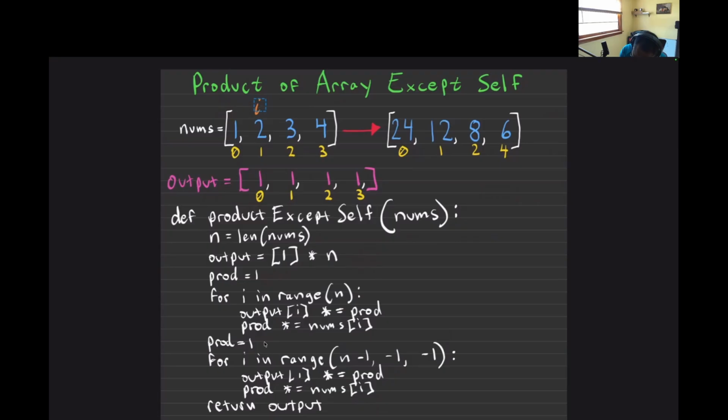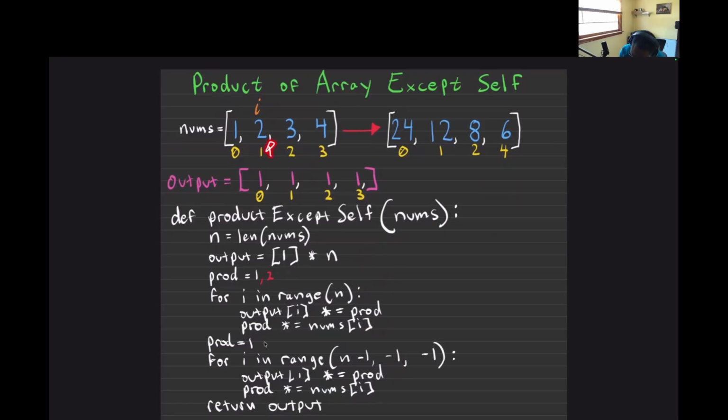Then we get here, back inside this for loop, and we say output of I. Because I is equal to 1, we're just using the output array to point at the same index here. So output of I times equals prod, so this stays as 1. And then we say prod times equals nums of I, so that's going to be a new update. So prod is equal to 2.